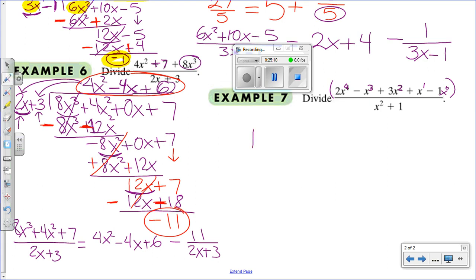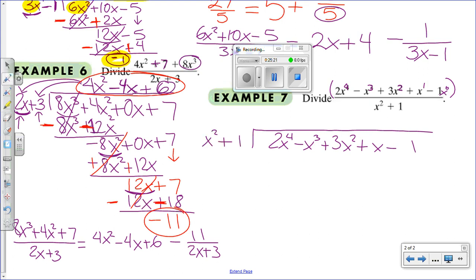So we're going to be dividing 2x to the 4th minus x cubed plus 3x squared plus x minus 1. We're going to be dividing that by x squared plus 1. So this one is going to be slightly different.